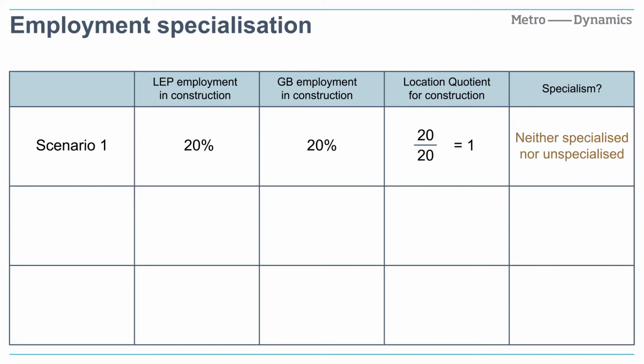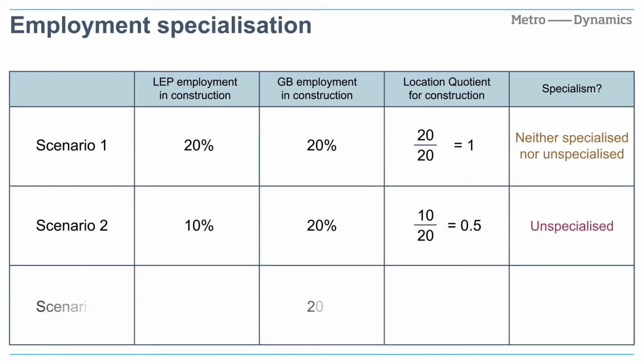Now, let's keep the national figure the same, but suppose now that only 10% of the LEP area's employment is in construction. The LQ is now 10 divided by 20, a half. In this case, the LEP area would not be a specialist in construction. Any LQ scores of less than 1 show the LEP area is not specialised in that sector.